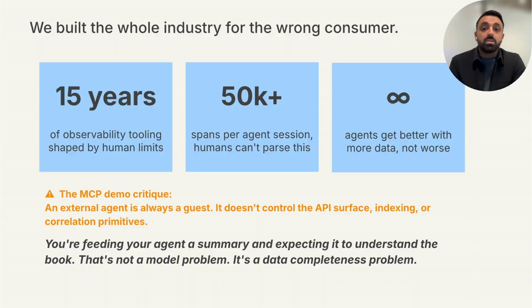So right now, we're doing something fundamentally broken. We're feeding agents a summary and expecting them to understand the entire book. That's not a model problem. It's a data completeness problem. And honestly, I think this is one of the biggest misconceptions in AI infrastructure right now. A lot of people assume better models automatically solve observability, but smarter models operating on incomplete telemetry still make bad decisions. Context quality matters just as much as model quality, possibly more.